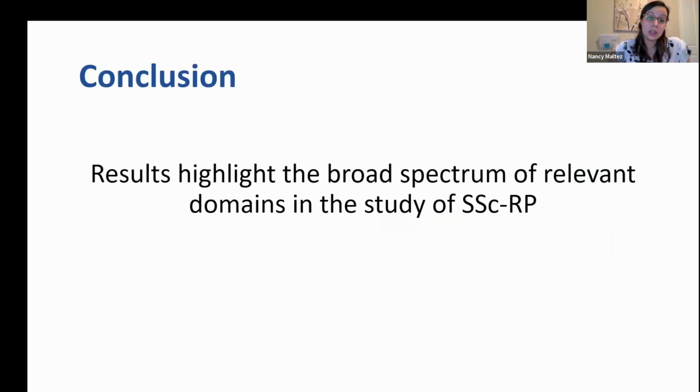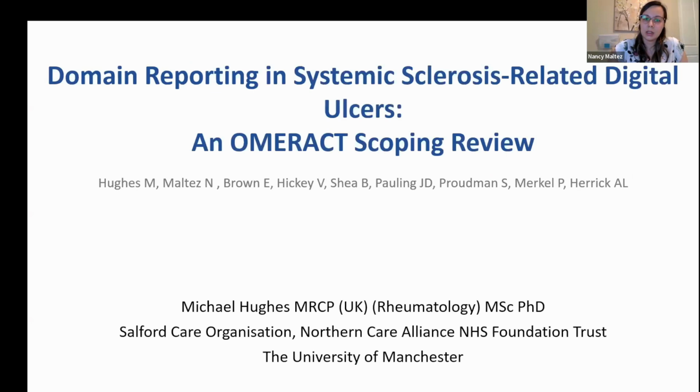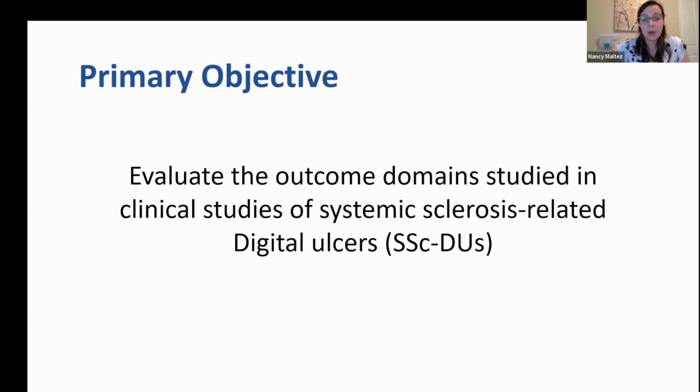So in summary, this scoping review really highlighted the broad spectrum of relevant domains in the study of systemic sclerosis-related Raynaud's and helped to inform the next steps in achieving consensus. If we just go to the next one, we can chat about the scoping review that was run in parallel, looking at the domains used for digital ulcers. So the primary objective was similar, but in this case, we were looking at outcome domain studies looking at digital ulcers specifically.